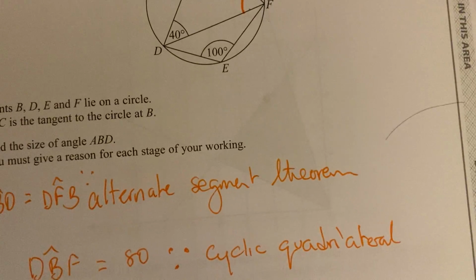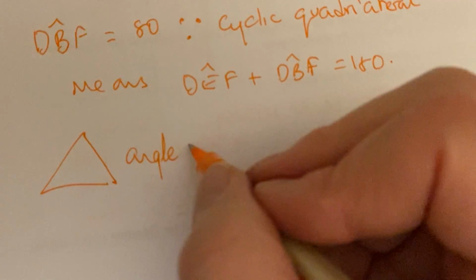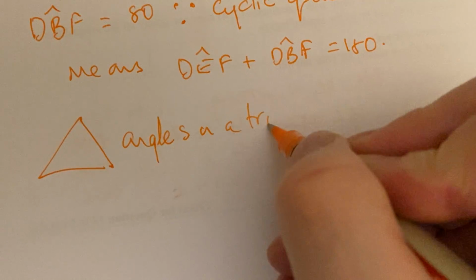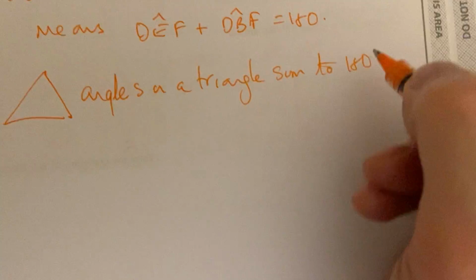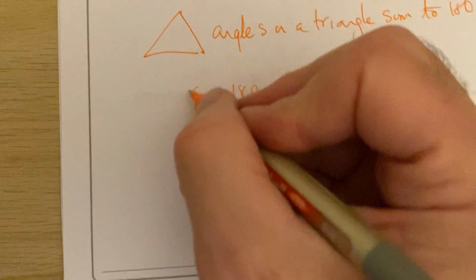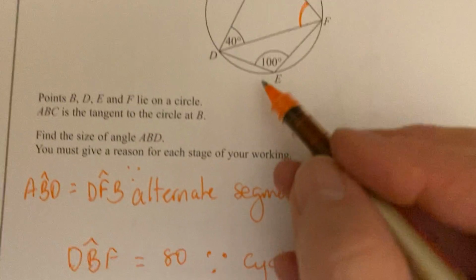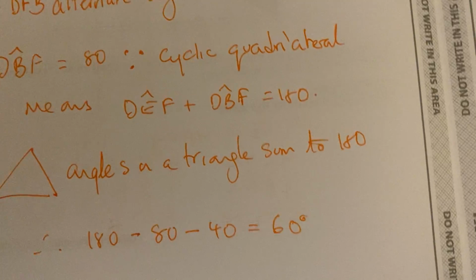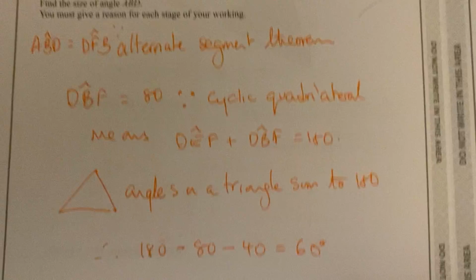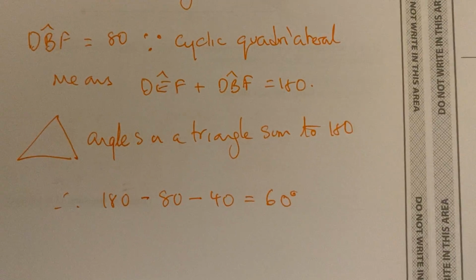I know that angles in a triangle sum to 180. So therefore 180 minus the 80 minus that 40 equals 60 degrees. And there's my answer. And I've given all my reasons for each stage as well. So that's really handy. Right, question 15.